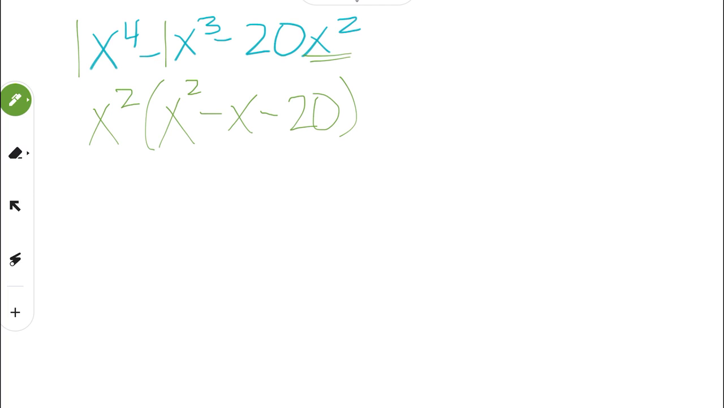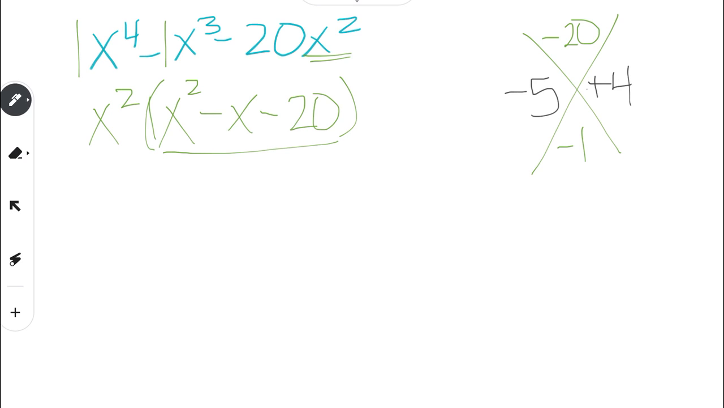Now we're going to factor whatever is left inside the parentheses. I'm going to use the diamond method. 1 times negative 20 is negative 20. And then b is equal to negative 1. Now you have to think of two numbers that multiply to give you negative 20, but add to give you negative 1. The two numbers are going to be negative 5 and positive 4. So let's take these two numbers and we're going to use them to factor. So we have x minus 5 times x plus 4.